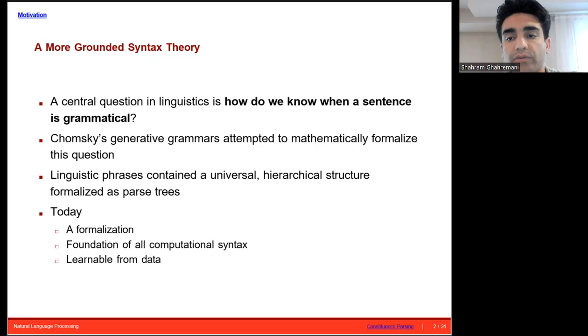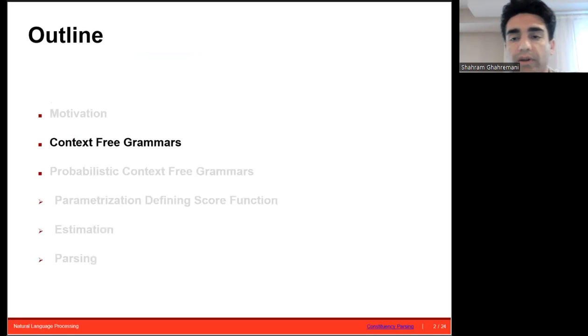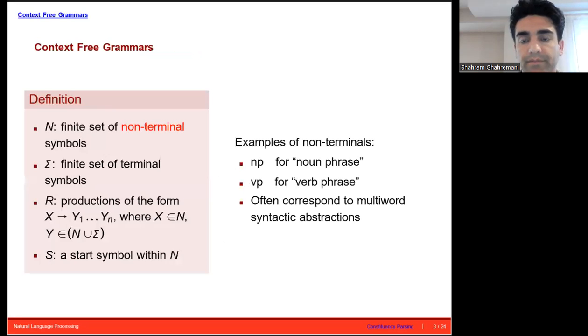Today, we are going to be talking about this formalization, how we can learn this from data and then apply it to sentences. And this formalization is called context-free grammar. A context-free grammar is defined as a set of four elements.